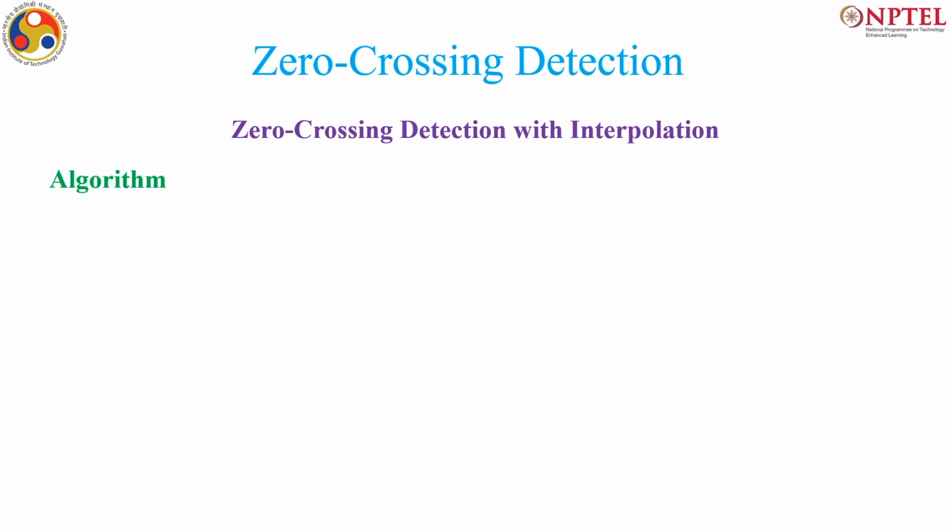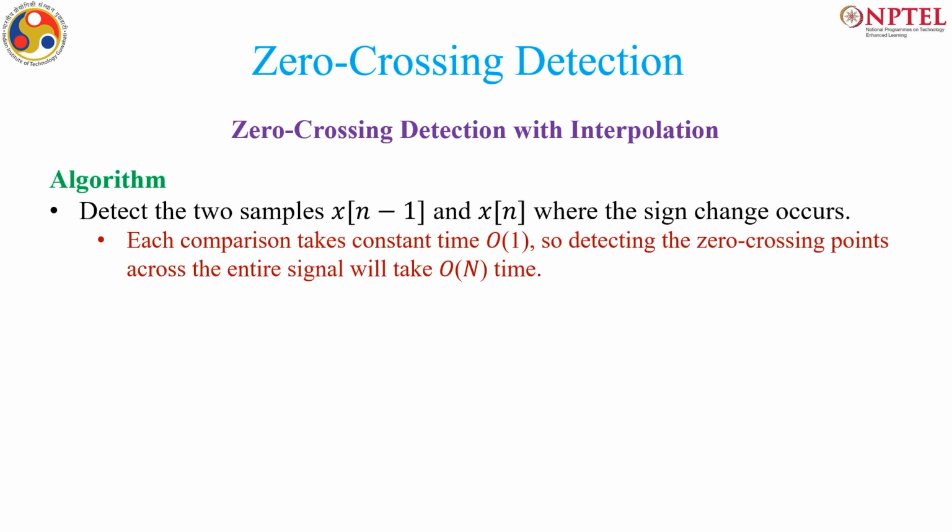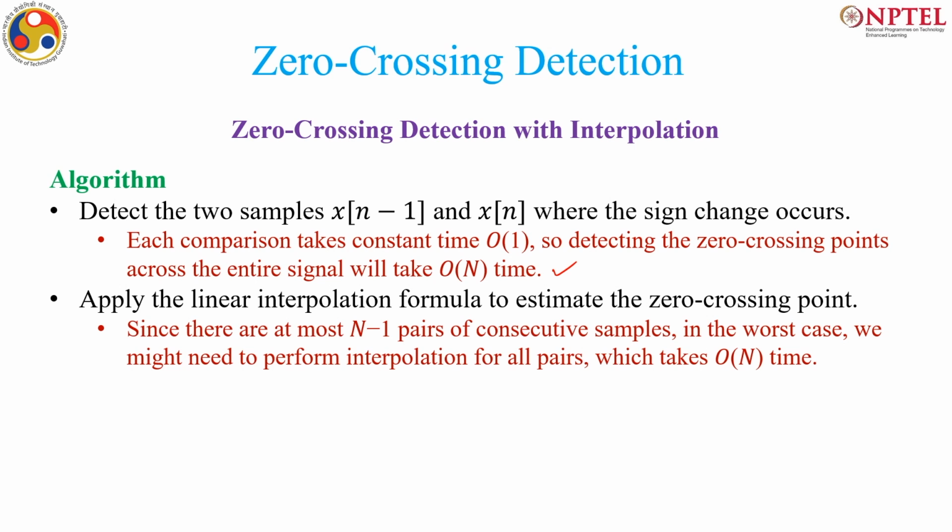So, this is the algorithm and we will compare the complexity. As you know, this comparison will take O of n time, like the same dot product method. Interpolation, of course, you will do only when these zero crossings are detected, but if we have a very noisy zigzag signal where every pair of points has a zero crossing, we still get the worst case to be O of n.